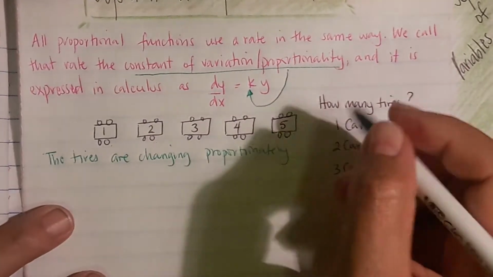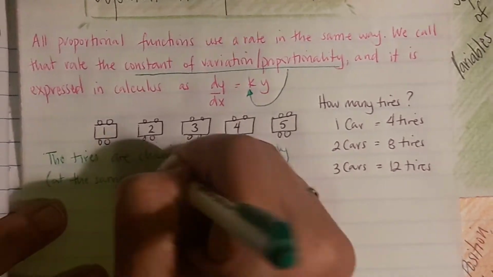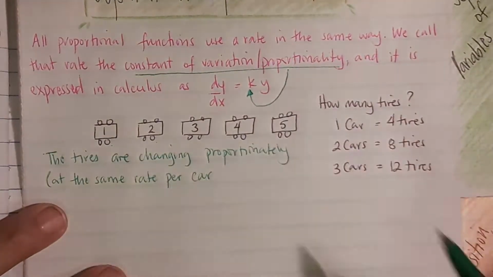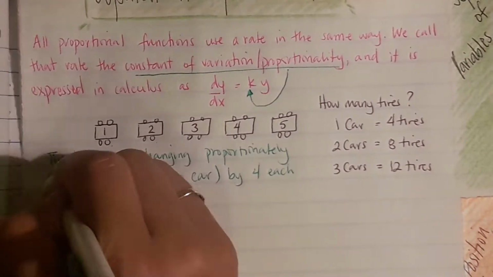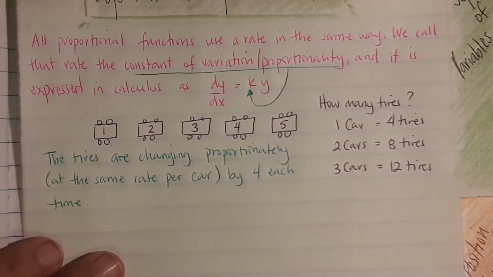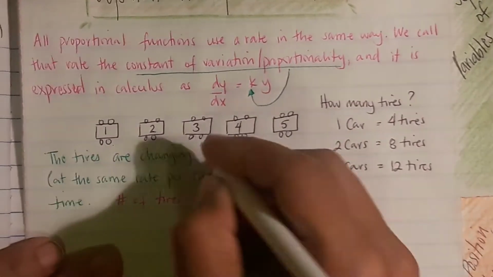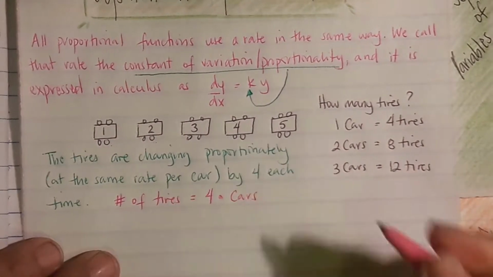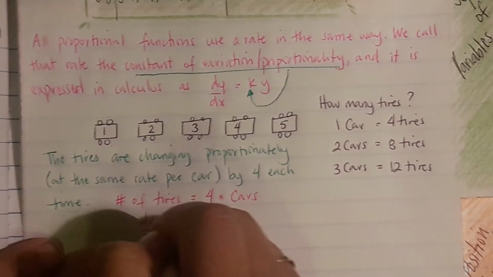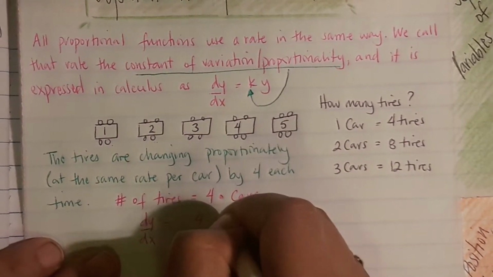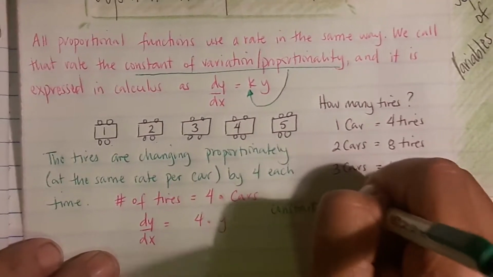The tires are changing proportionately. What does that mean? They're changing at the same rate per car. Really, they're changing 4 by 4 each time. Okay, so the number of tires is equal to 4 times the number of cars, which in calculus would be dy/dx equals k times y, and k represents that number 4. It's the constant of variation.